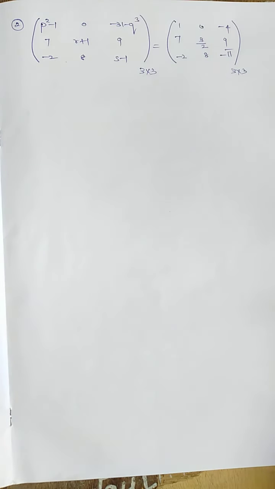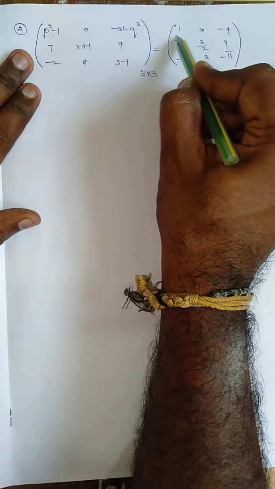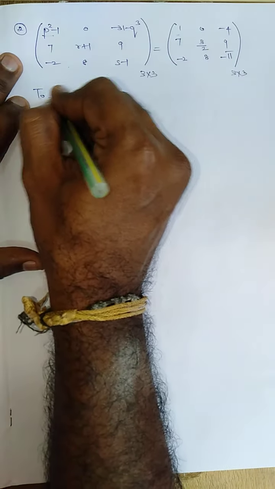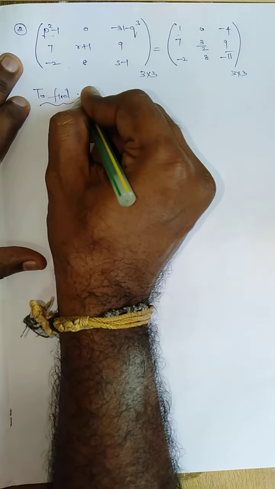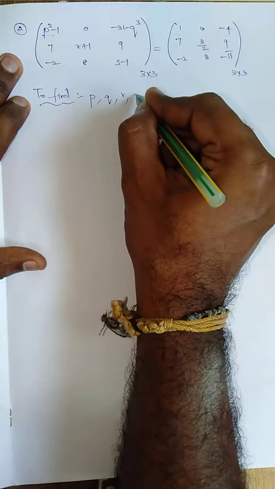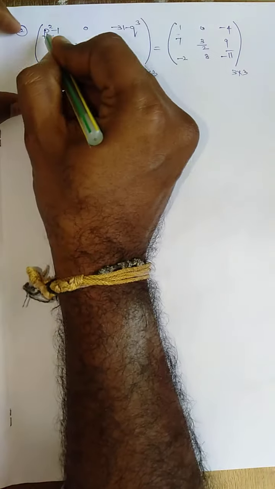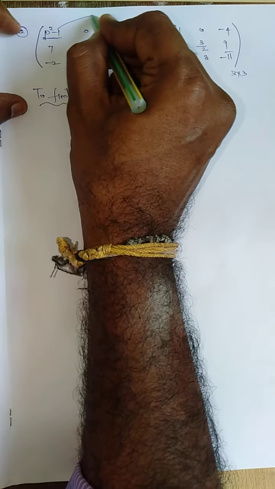Since the order is the same for the left hand side and the right hand side, and the matrices are equal, the corresponding entries on both sides will be equal. Here, what is unknown? I need to find the unknowns. P is unknown, Q is unknown, R is unknown, and S is unknown. So I need to equate the corresponding entries.